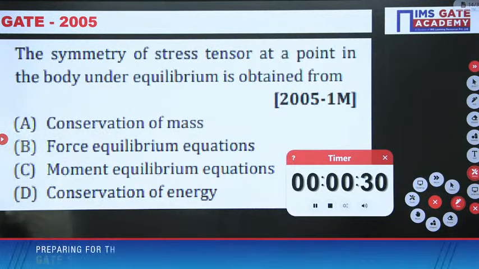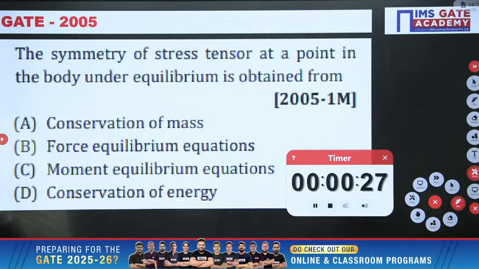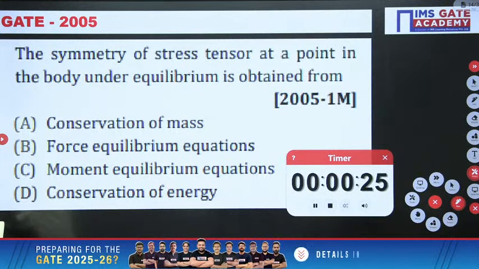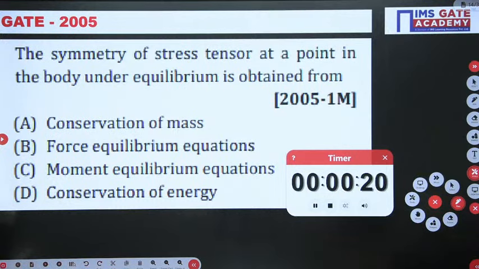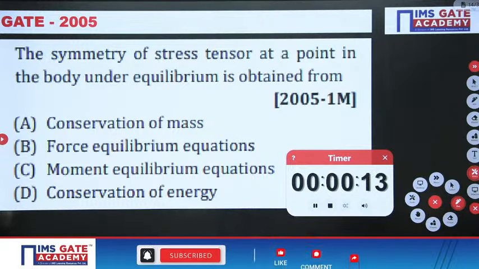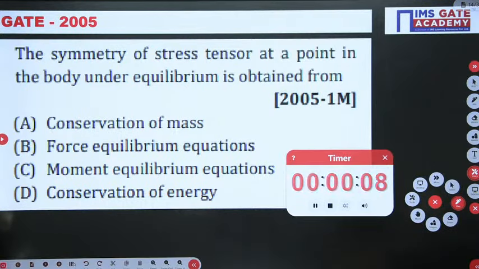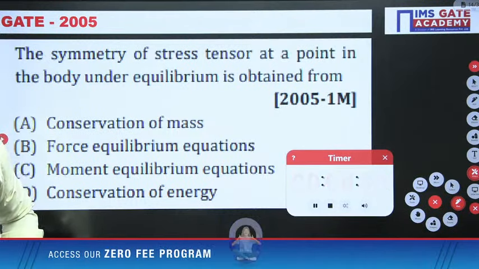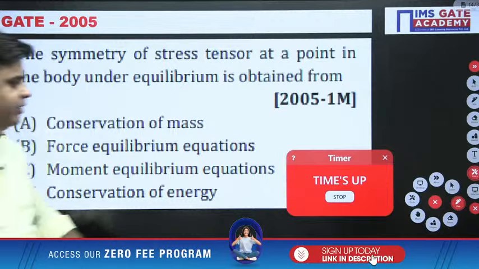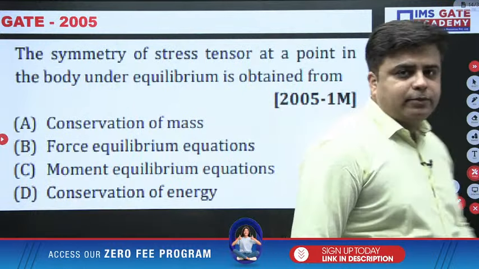The symmetry of a stress tensor at a point in the body under equilibrium is obtained from. Please give the answer, everyone. Keep typing, keep typing your answers. We have to see a lot of things. Keep typing quickly. Anyone with this answer? I am still waiting for your answer.